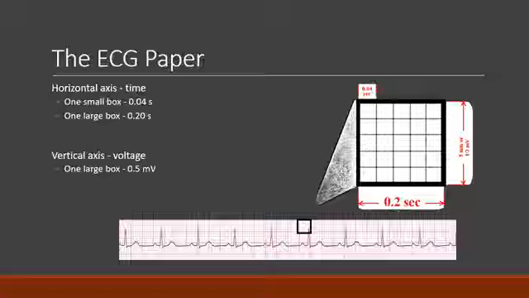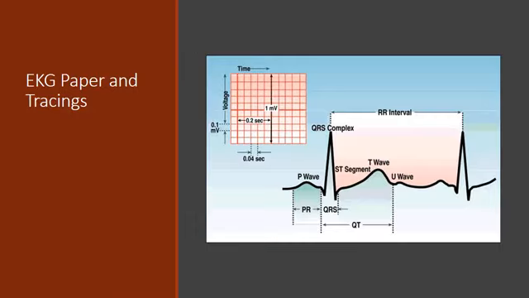Here you can see the box that we're talking about, the big pink box. All right, so horizontal axis is time. One small box is 0.04 seconds. One large box is 0.2 seconds. And the vertical axis is voltage, with one large box being 0.5 millivolts. And here we can see that once again. You can see the different tracings. We'll talk about each of these as we move along.